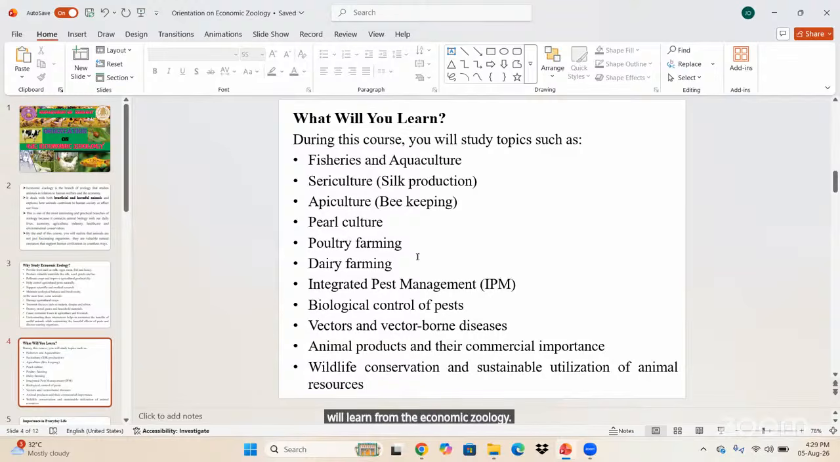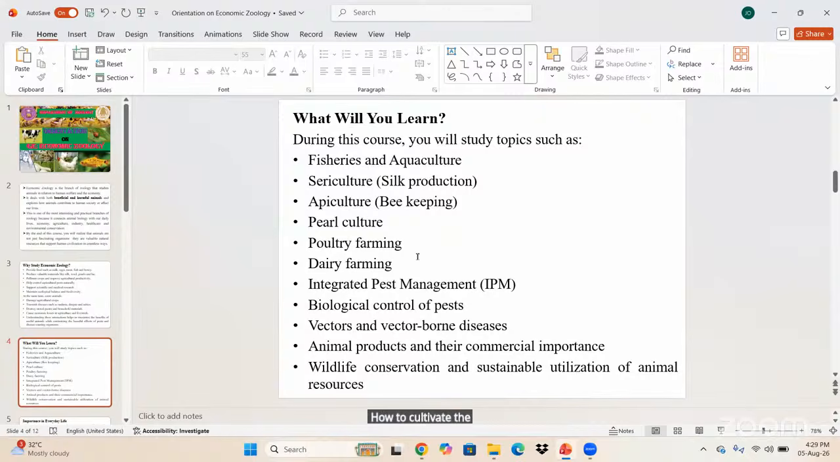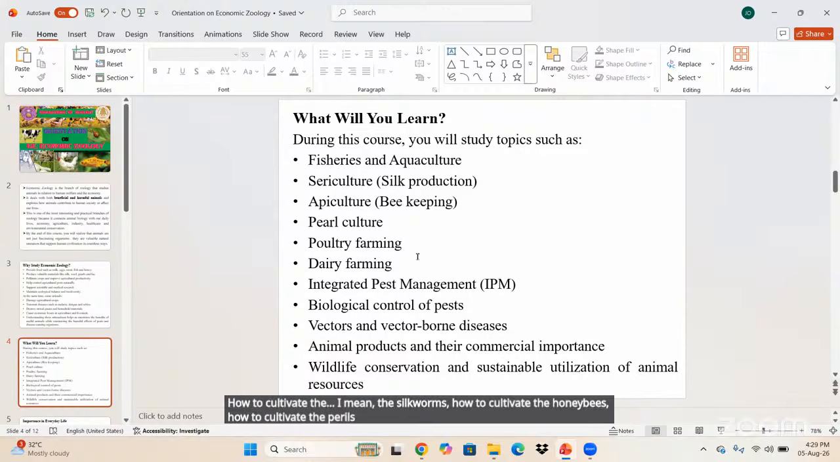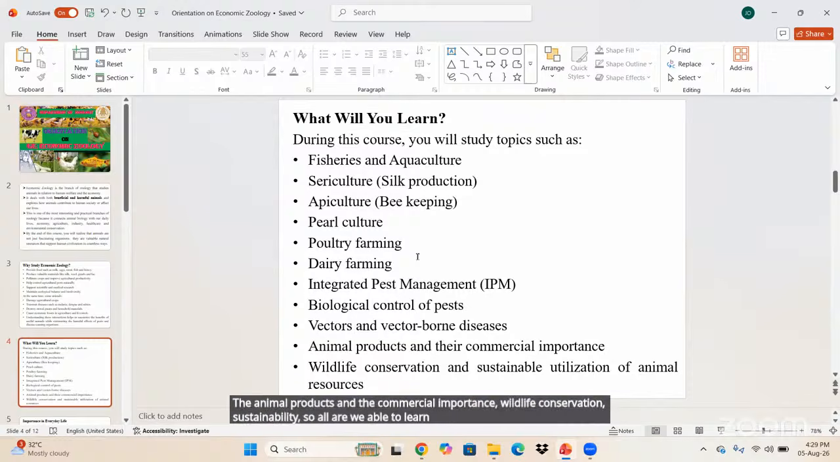By the study of economic zoology, we learn how to cultivate aquatic organisms, silkworms, honeybees, pearls, poultry organisms, and dairy farming organisms, as well as integrated pest management, biological control of pests, vectors, animal products and their commercial importance, wildlife conservation, and sustainable utilization. All of these we are able to learn by studying this economic zoology course.